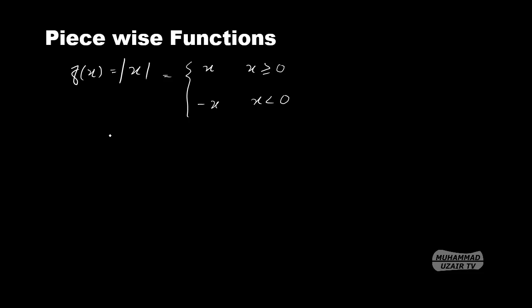So we can graph piecewise functions by graphing each piece individually for a given domain. Let's suppose these are the values of x and these are the values of f of x. When we put x equal to minus 2, we will get 2. When we put minus 1, we will get 1. For 0, we will get 0. For 1, we will get 1. And for 2, we will get 2.